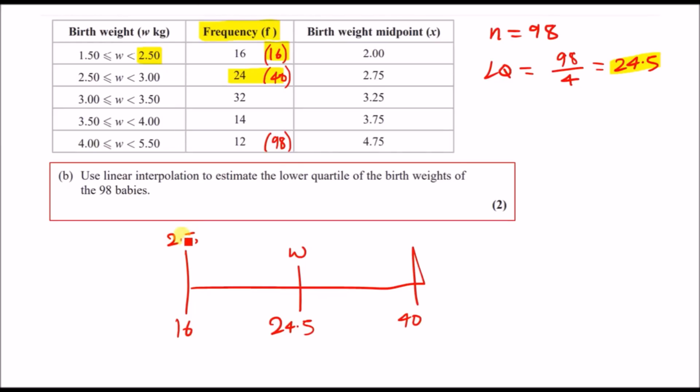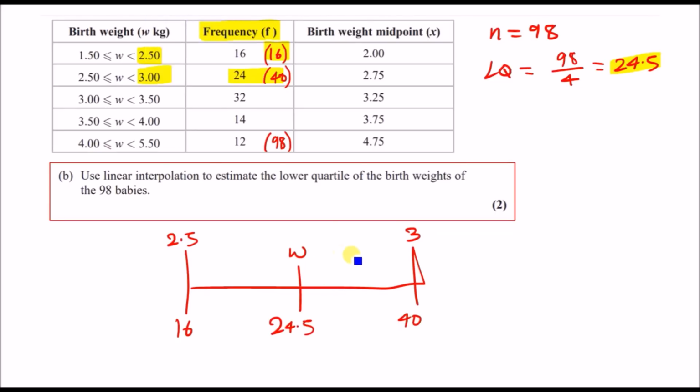We know at the 40th baby, the weight was 3 kg. So ultimately, this weight is going to lie somewhere between 2.5 and 3, somewhere in this group. But where? To work it out, we just use this cool method.